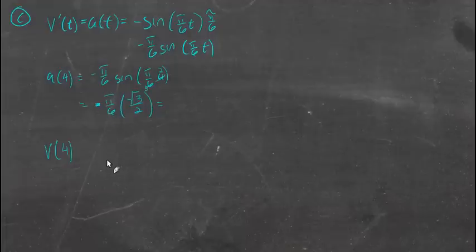and faster and faster. Okay, so v of 4 is the cosine of pi over 6 t, t is 4, that's the cosine of 2 pi over 3, and that's negative 1 half. So its velocity is negative, the acceleration is negative, so it's moving in the negative direction even faster and faster as time goes on. Yeah, its speed is increasing.